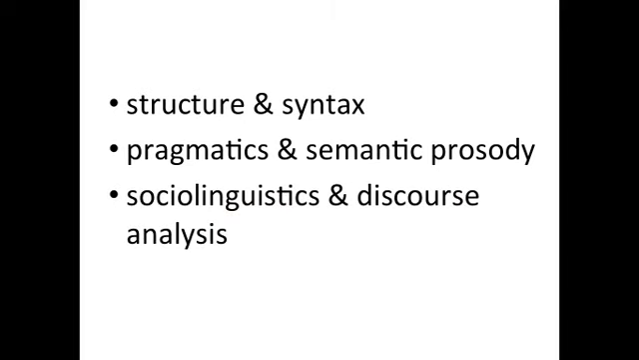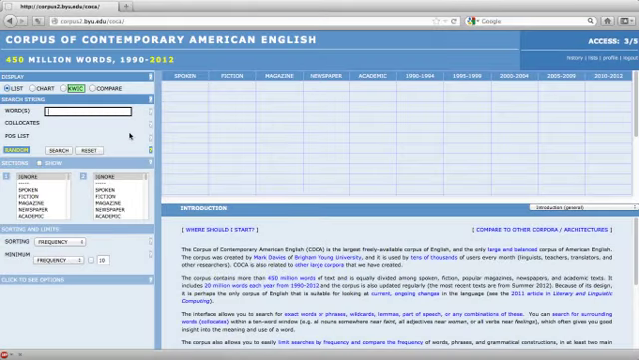And third, they can help us carry out studies involving approaches like sociolinguistics and discourse analysis, which sometimes examine the ways in which social and political relationships are constituted and reproduced through language. Let's start with some simple investigations of structure and syntax. There are two basic ways to search for collocations in COCA. One is to just use the basic search field, and I'll start there.